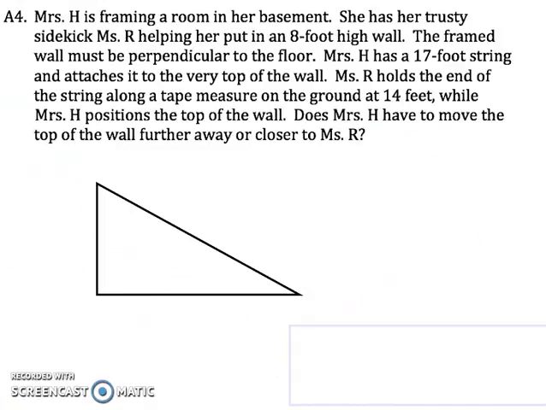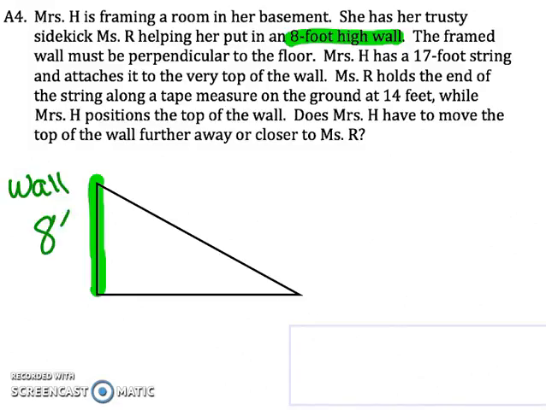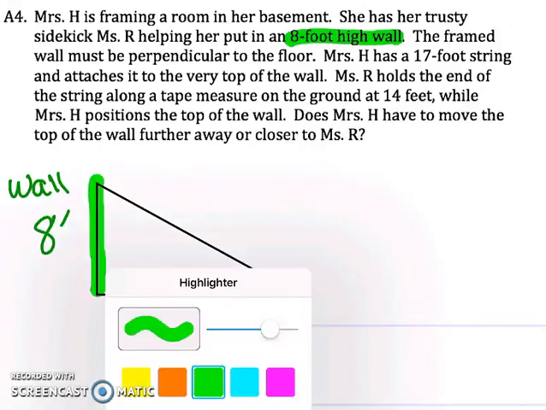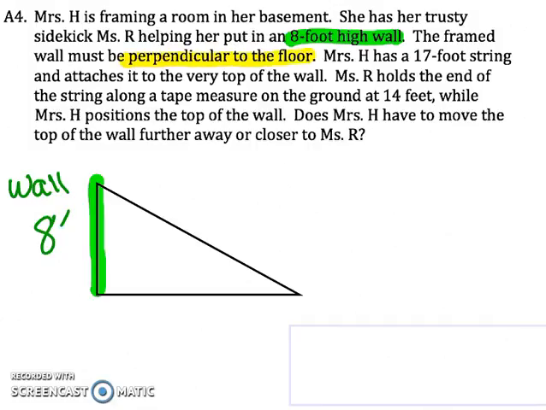For this last example, it says that Miss H is framing a room in her basement. She has her trusty sidekick, Miss R, helping her put in an 8-foot-high wall. In this picture, my wall would be the vertical side of the triangle I'm creating, so I'm going to label that as 8 feet, my wall side. Then it states that the framed wall must be perpendicular to the floor. Perpendicular to the floor means that the angle created with the green highlighted side and this yellow highlighted side must be 90 degrees.